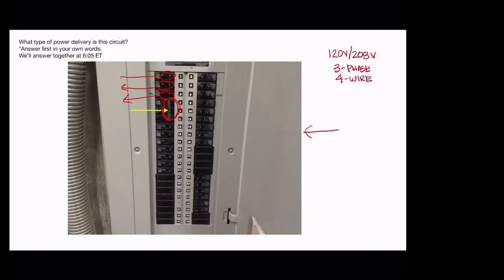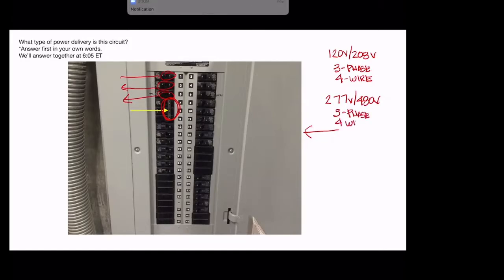That's actually what it is. But you could have said, because you wouldn't know any differently, it looks the same. You could have said it is 277 volt, 480 volt, three-phase, 4-wire. Either one of those, if you got it right, you are correct.